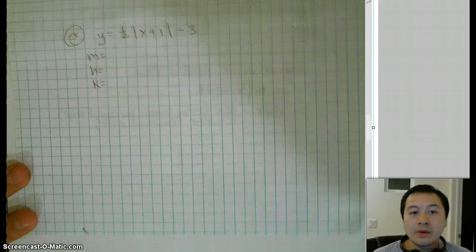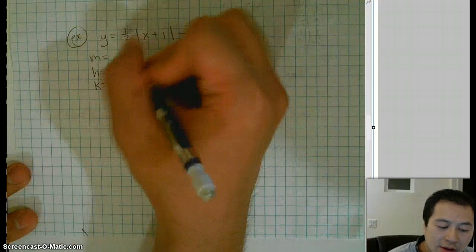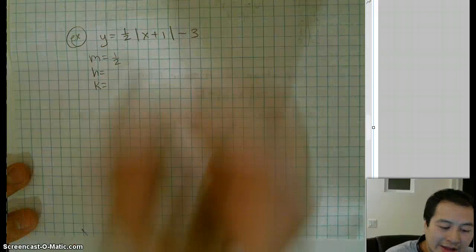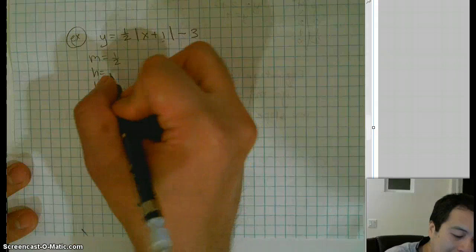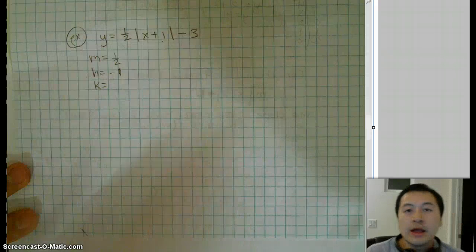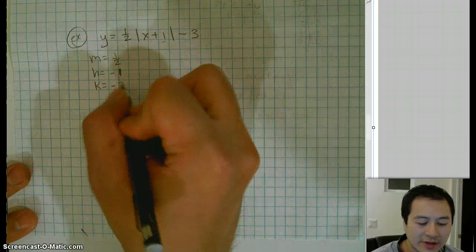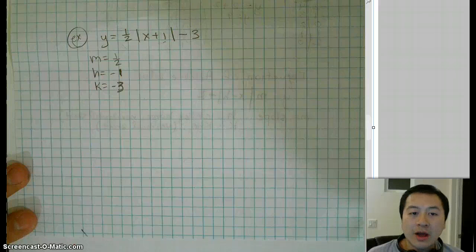What's m here? Remember, slope on the outside is right here, 1/2. What's my h? My h is on the inside here. It's 1, but remember it's crazy horse, so you're going to put a -1. And then what's my k? My k is on the outside flying free. That's going to be a -3. It's not crazy. Whatever number you see there is the number you use. I'm going to graph this now.